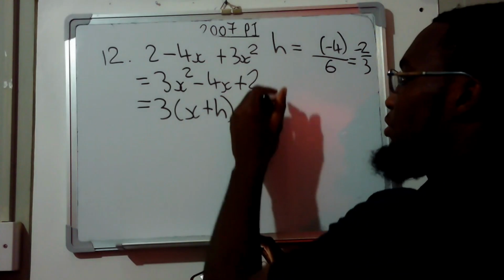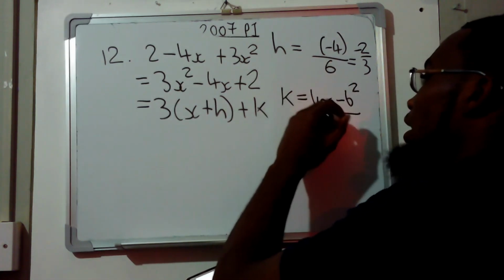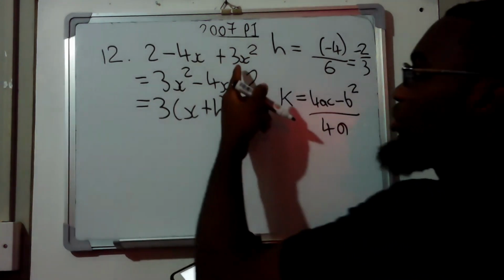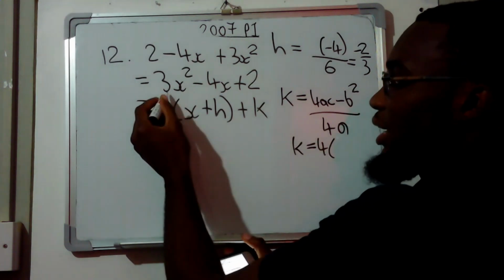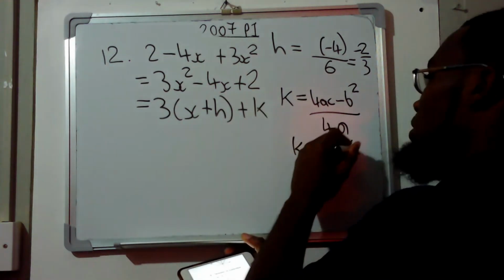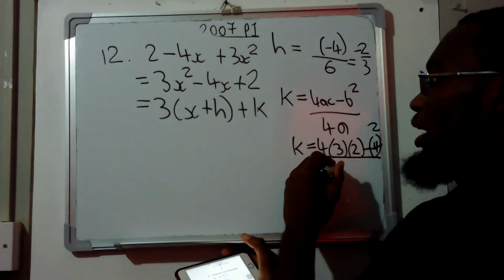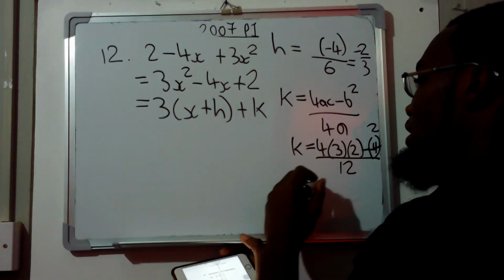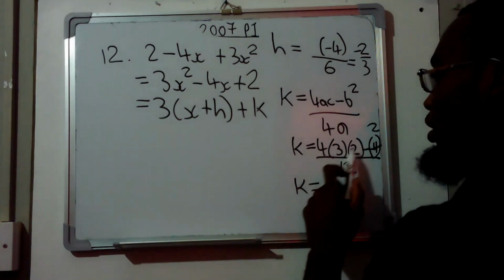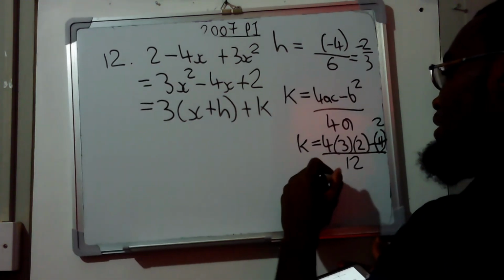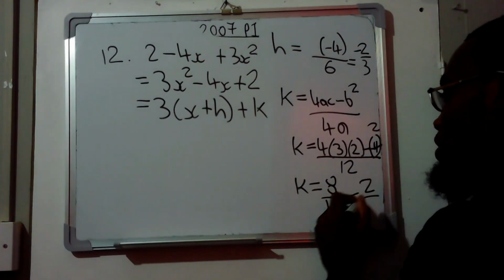Now we need to find my k. Remember the formula for k: k is equal to 4ac minus b squared over 4a. So now we just plug in these values. K is going to be equal to 4 times a, which is 3, times c, which is 2, minus b, which is negative 4, squared, divided by 4a, which is 4 times 3, which is 12. So 12 times 2 is 24, 24 minus 16 is 8. That's 8 over 12, and dividing by 4, that's 2 over 3.